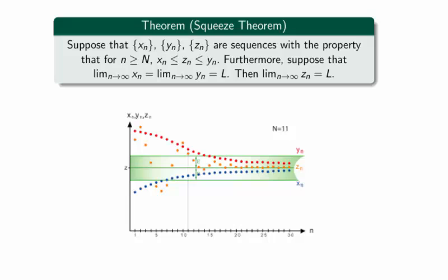The squeeze theorem says, suppose that x_n, y_n, and z_n are sequences with the property that for n bigger than or equal to capital N, x_n is less than or equal to z_n is less than or equal to y_n. Furthermore, suppose that the limit as n goes to infinity of x_n equals the limit as n goes to infinity of y_n, which equals L. Then the limit as n goes to infinity of z_n equals L. The following figure illustrates the theorem. Notice that after capital N equal to 11, the orange sequence is sandwiched by the blue and red sequences.